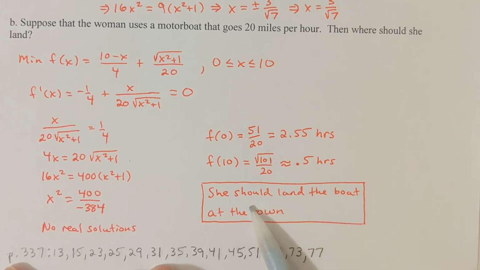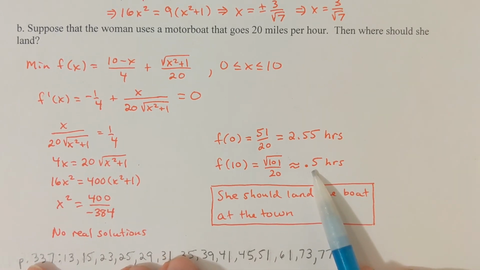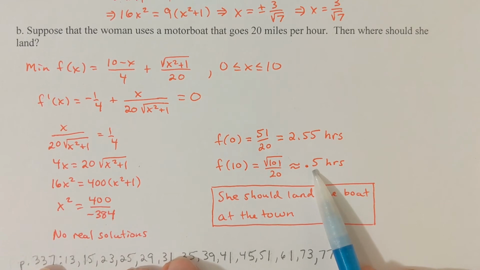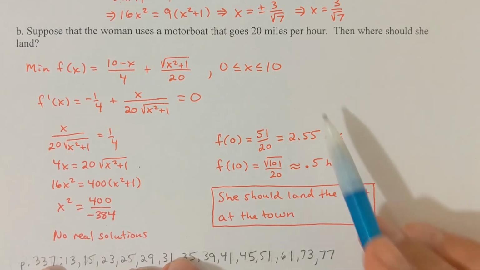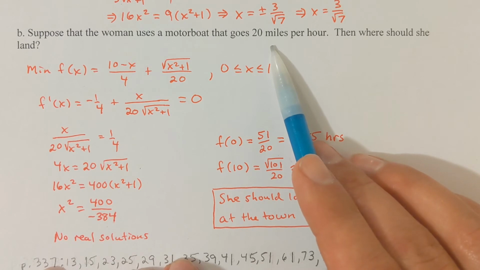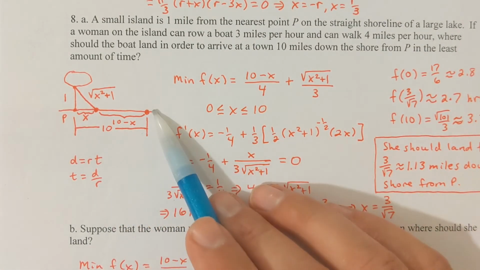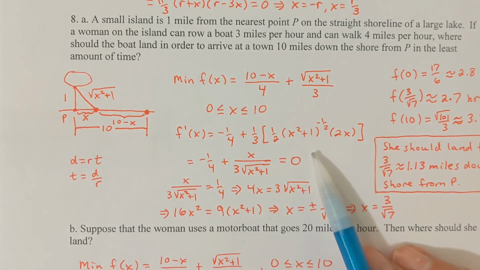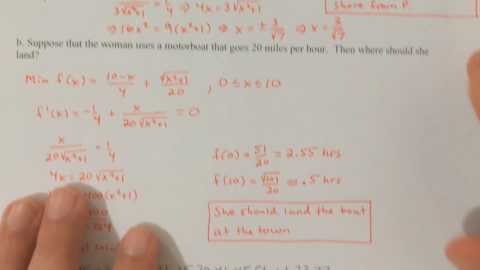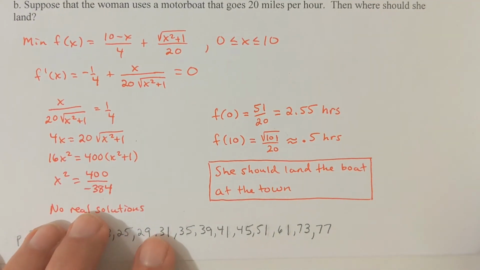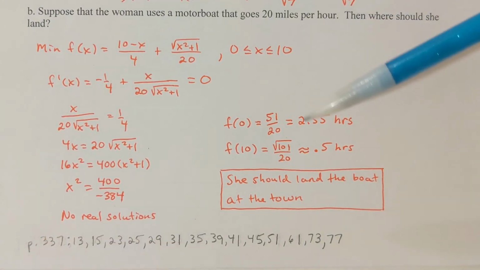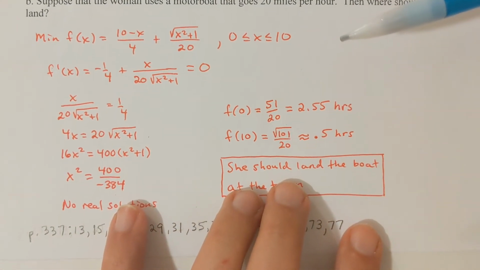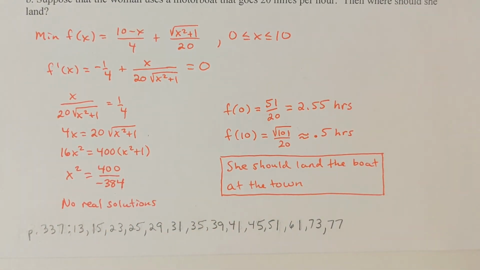She should land the boat at the town. It's only going to take her a half hour. By the way, I think that early on, hopefully we notice that, hey, if she's in a motorboat now going 20 miles per hour, she's going to want to take the boat straight to the town. She's not going to want to walk, right? She's not going to want to take a rowboat, right? Take the speedboat all the way. She can get there in a half hour, okay? All right, so that is all I had then for this section.